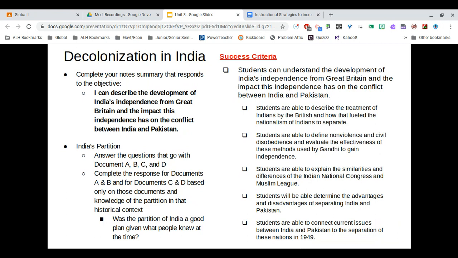Your documents homework deals with India's partition. Part of the thing that I want to make sure that you do is that for documents A and B, you're going to respond to questions for those documents. Plus, was it a good idea at the time based on just documents A and B in that historical context? So, just thinking about what they knew at that time in the 1940s. And then documents C and D. Now, looking at it from a more modern phase, from a later time period, was this still a good idea? Your success criteria is on the side, and when you are done, obviously turn in your homework.